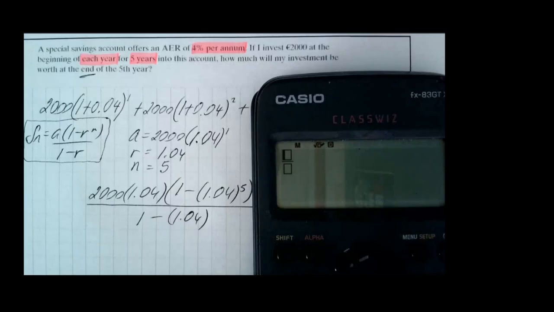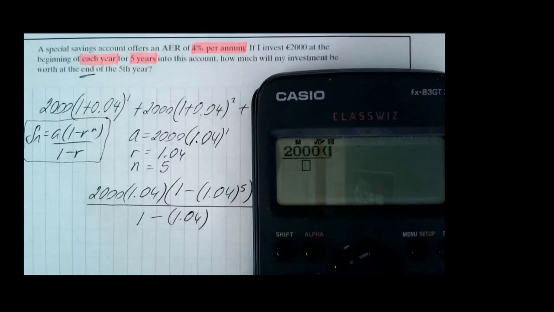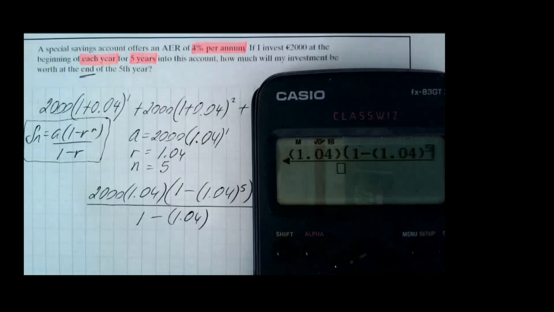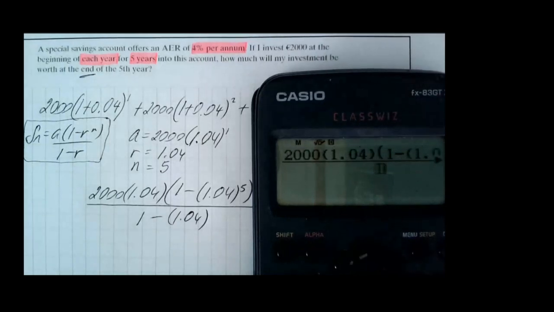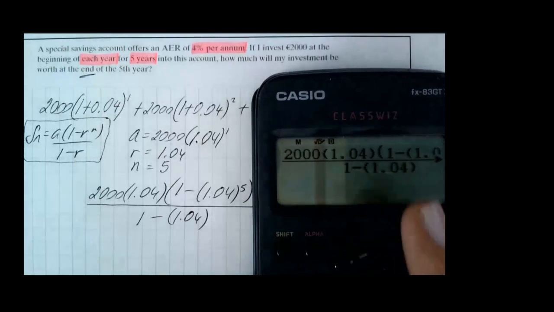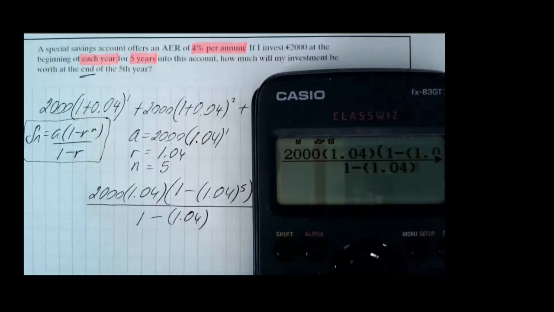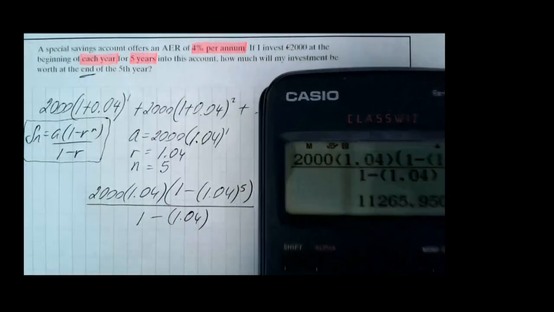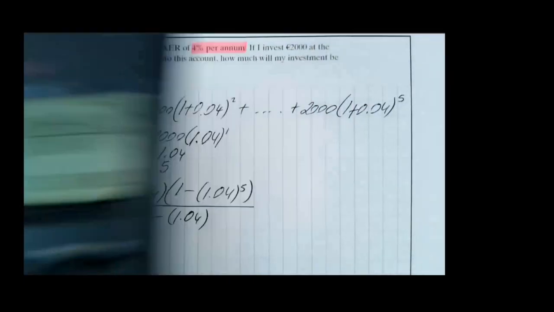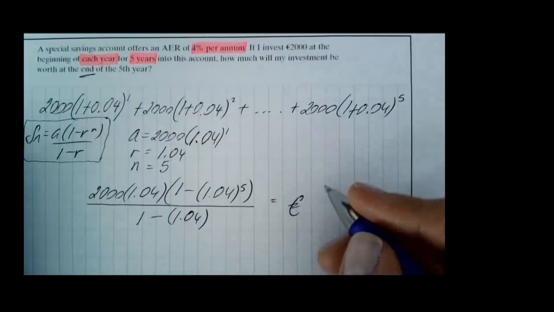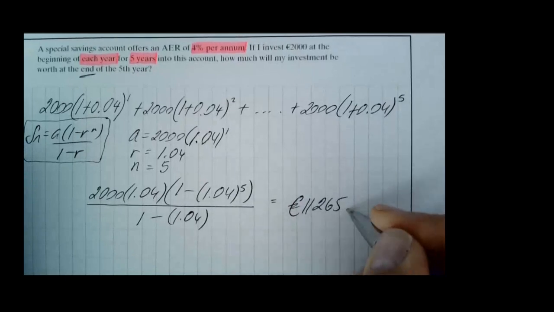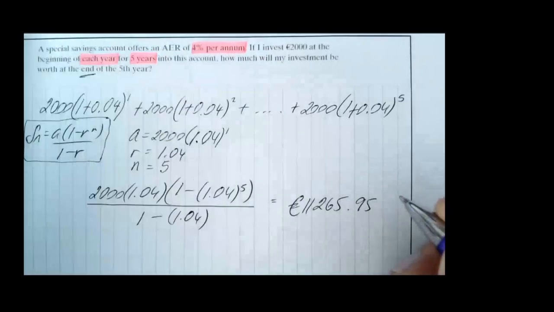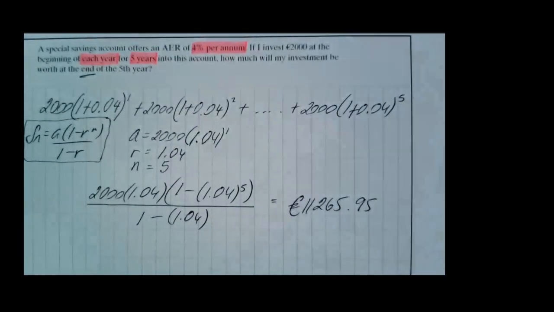Let's do this on the calculator. Fraction button. 2000, 1.04, open the bracket again. 1 minus 1.04 to the power of 5. And then come down 1 minus 1.04. Now, do practice this, okay? I know it's one thing looking at me typing it all in nice and quickly, but you need to make sure you can do that too. And your calculator work is a skill in and of itself. So do practice. So we are getting an answer of 11,265, and of course we'll round to 2 decimal places always with money, and 95 cents. That's what that investment is going to be worth at the end of the 5th year.